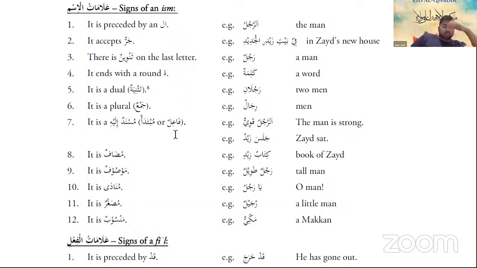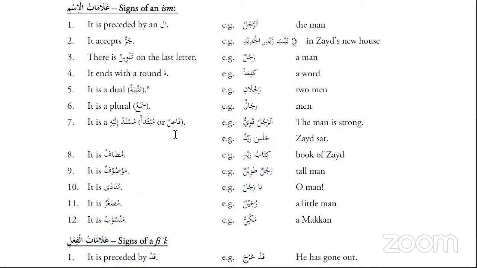It is munada. Munada means vocative noun. Munada means you cannot say ya. Whenever you say O, after O is always a noun: O Muhammad, O Ali, O Fatima, O Zainab. Ya only comes in front of a noun, not in front of a verb. Ya rajulu, O man.